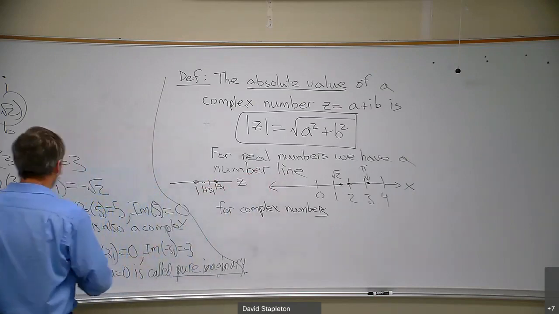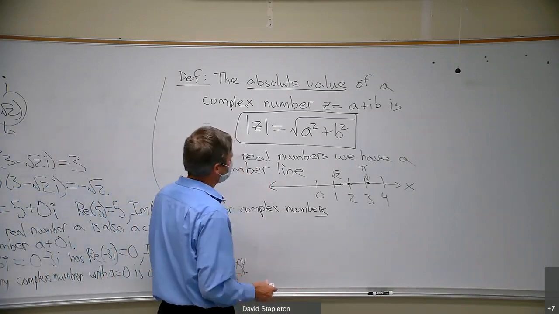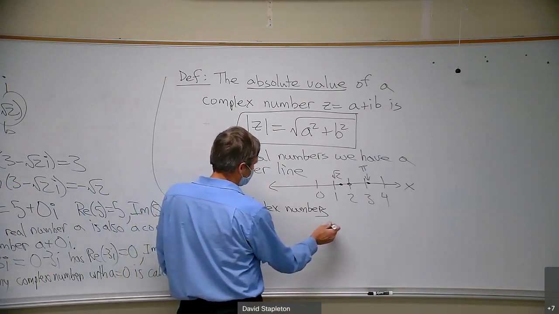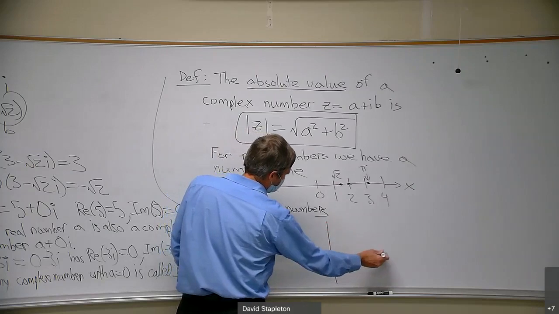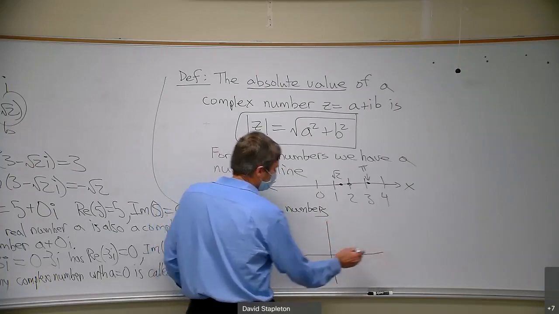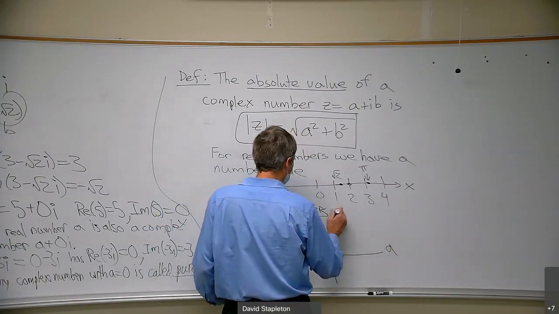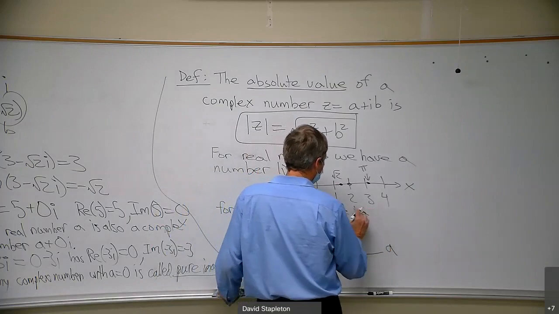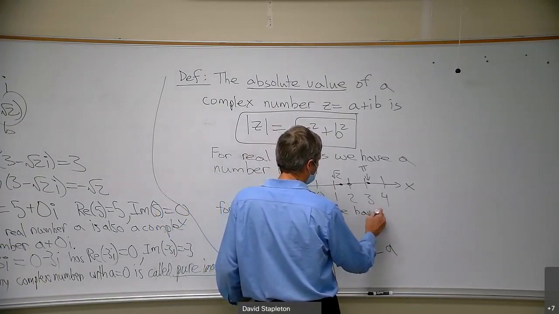What are we going to do instead? Well, complex numbers are a plus ib, where a and b are both real numbers. We can make a real number line for b and a real number line for a and make a complex plane. So for complex numbers, instead of a complex number line, we have a complex plane. And one axis for the real part, one axis for the imaginary part.